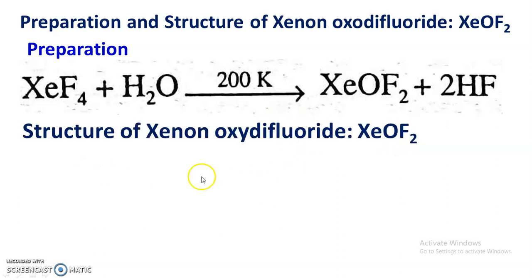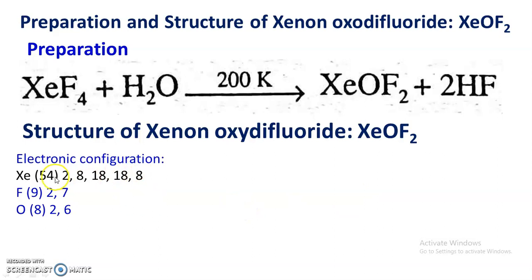Then about the structure of xenon oxodifluoride, XeOF2. Electron distribution of xenon, its atomic number is 54, and the distribution of electrons is 2, 8, 18, 18, 8. In the outermost shell there are 8 electrons; fluorine is 2, 7 and oxygen is 2, 6.